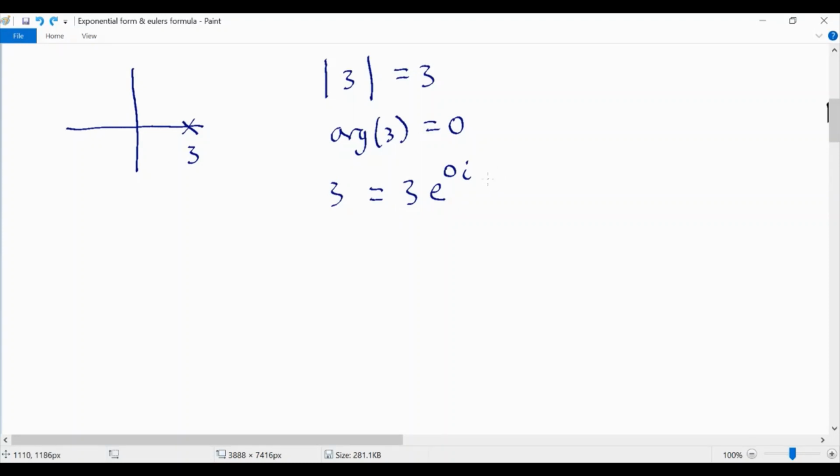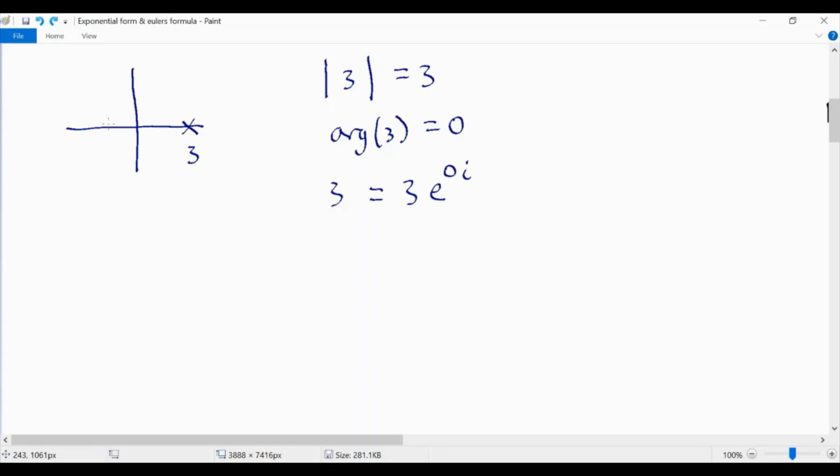Now, good news is this result makes total sense, because we've got 0 times i in the power, and 0 times anything is 0. And then therefore we've got e to the power of 0, which would of course be 1. And therefore 3 times 1 is just going to be 3. So it totally makes sense with a result or number that we're already familiar with.